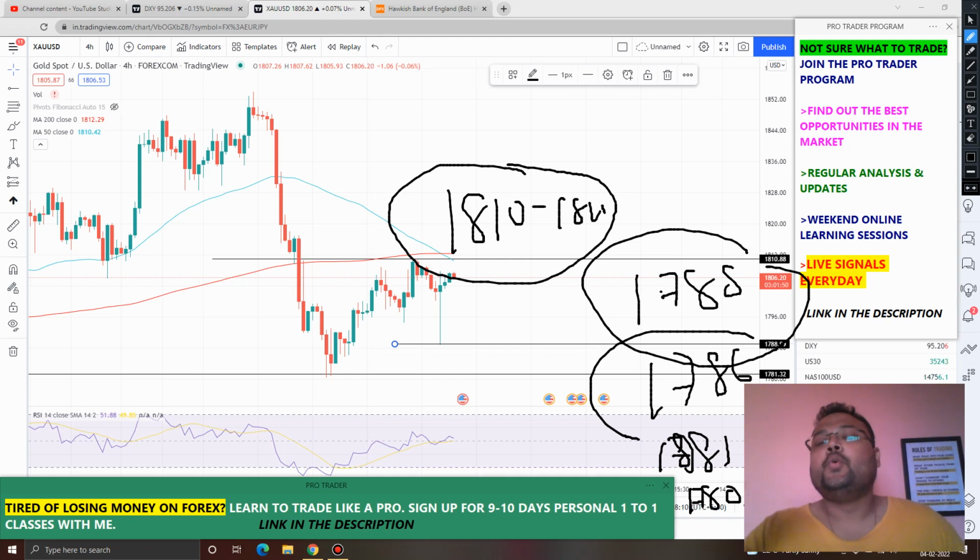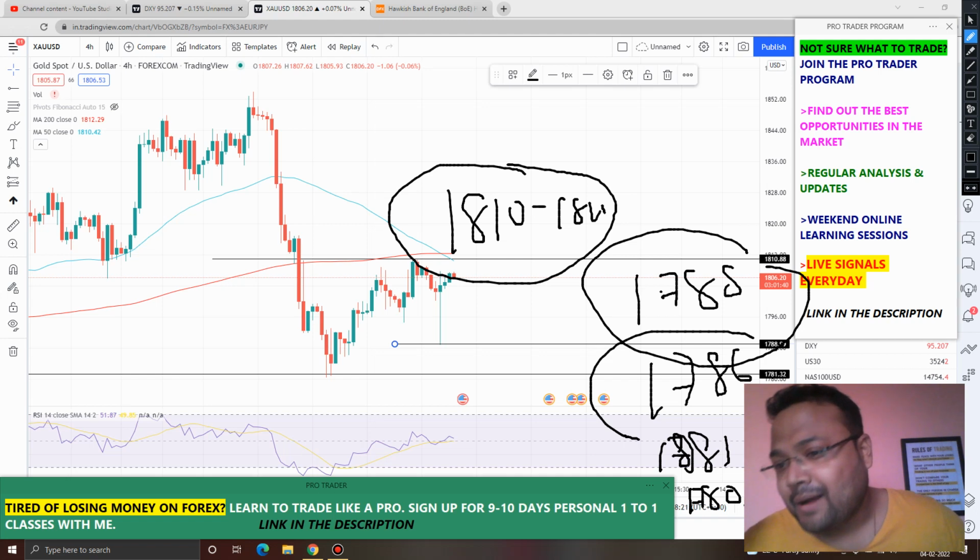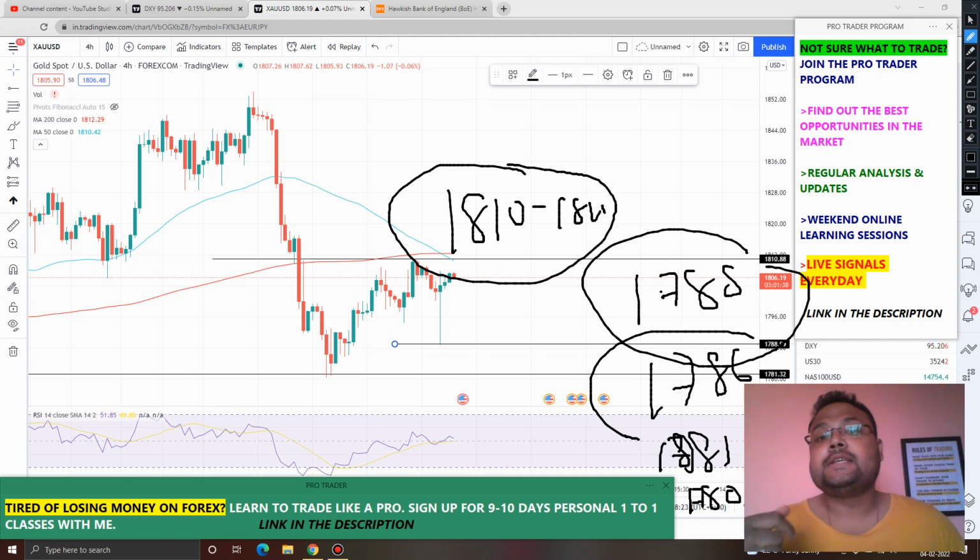If we witness heavy selling during the NFP event, then we can hope that 1788 will act as a first support. Then there is a possibility of the market bouncing from the second support of 1786. But I'm very hopeful that if something bad also happens, then 1781 to 1780 will be the ultimate support for gold.